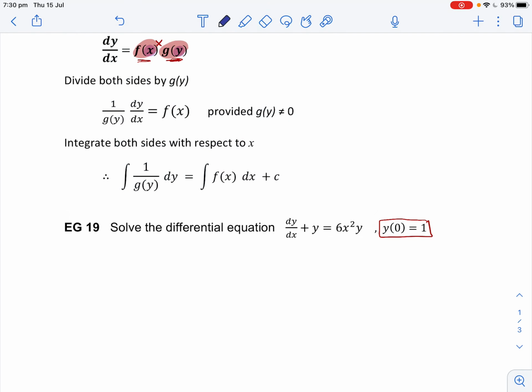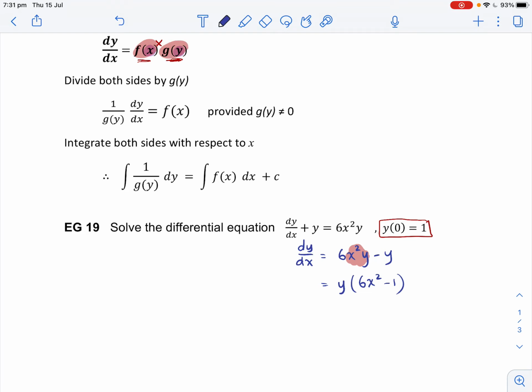In this problem, my first step is to get the x's and the y's all on the right hand side so I can set up my two expressions. At the moment, this part of the function has x and y jumbled up, so I haven't separated my variables. I haven't got x separate from y. So in this particular case, I'm going to take out a common factor of y.